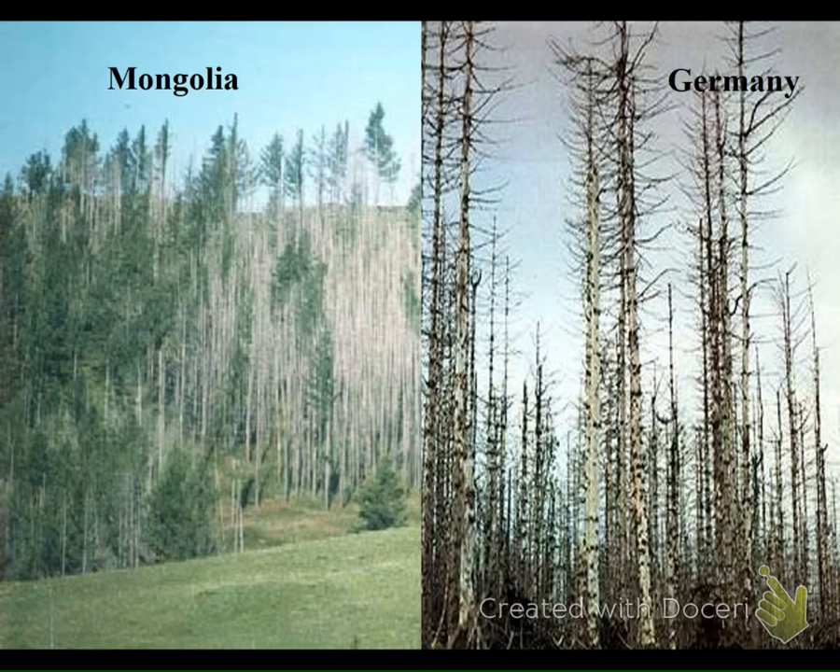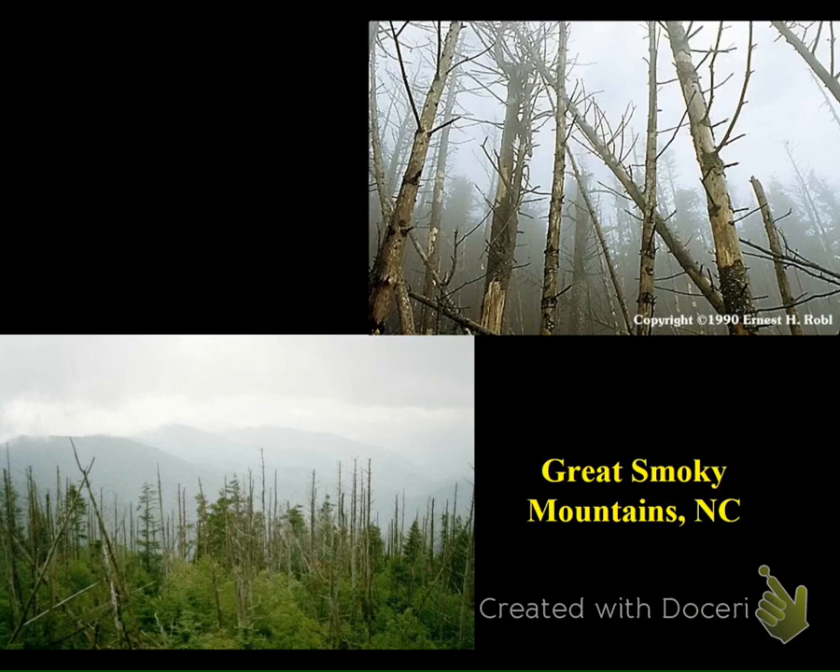This picture right here is of Mongolia and Germany. Mongolia is downwind from the Chinese coal power plants. Germany, this one right here, is downwind from the coal power plants in Germany, France, the Netherlands, well, not Denmark anymore, but they damage the trees like that.